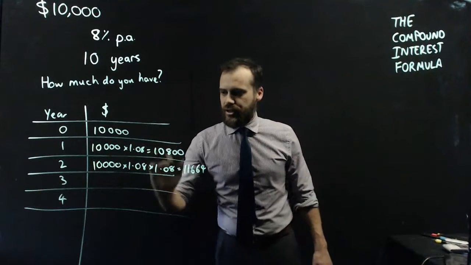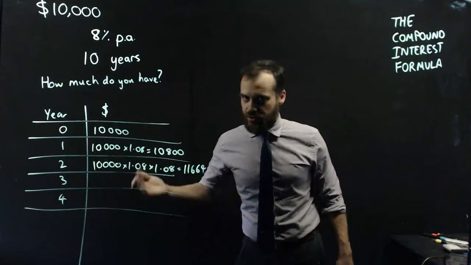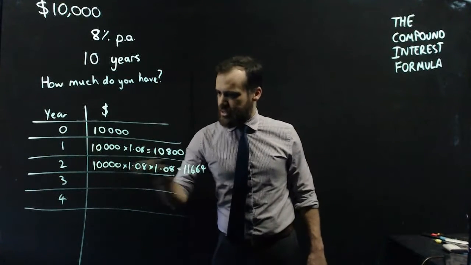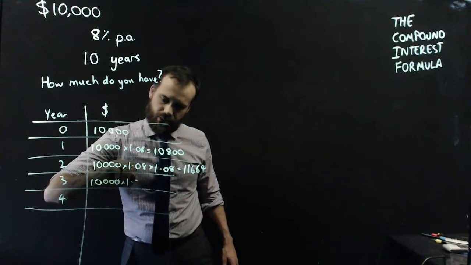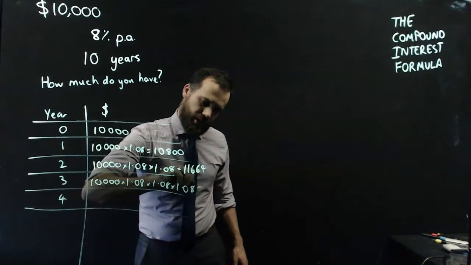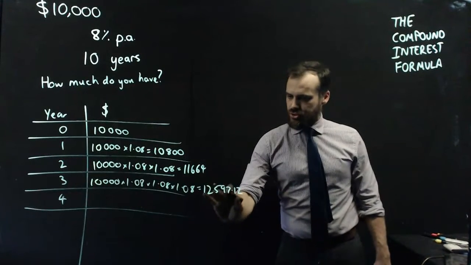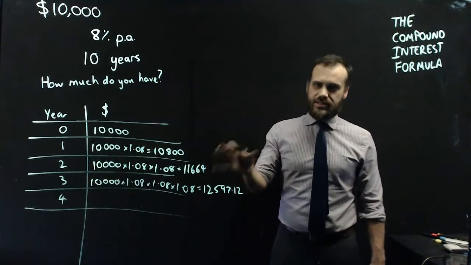11,664. Now, if I go down to my next year, I'm going to take that number and multiply it by 1.08. But that number is that number, right? So I can write this as 10,000 times 1.08 times 1.08 times 1.08, which is equal to $12,597.12. And you're probably getting a sense of this, right?